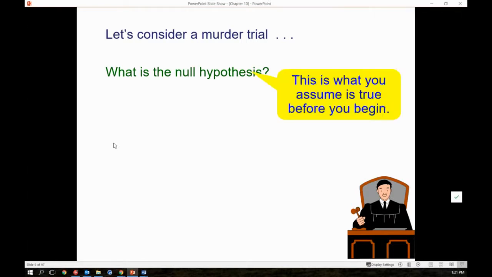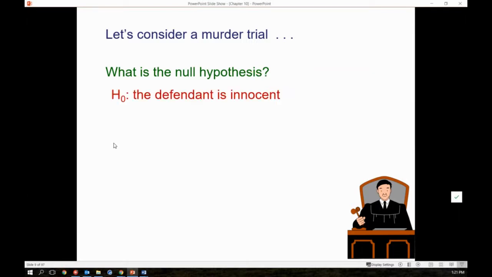So this is what we want to assume before the trial begins. Will is innocent. You don't want to go in there and have us say, he's guilty, tell us otherwise. Lock him up unless you can prove otherwise. Then you'd come back and say, they didn't give me a fair trial. What's the alternative? He's guilty.